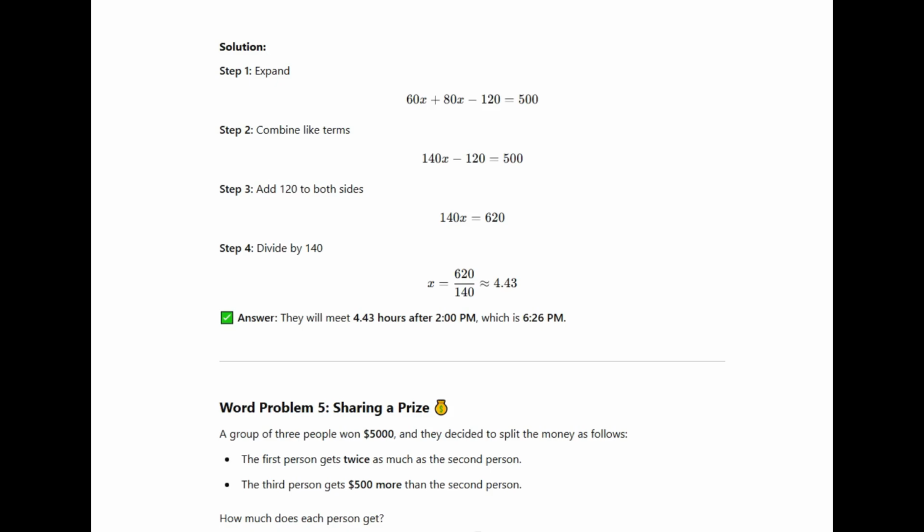Step 4. Divide by 140. x equals 620/140, approximately 4.43. Answer. They will meet 4.43 hours after 2 p.m., which is 6:26 p.m.